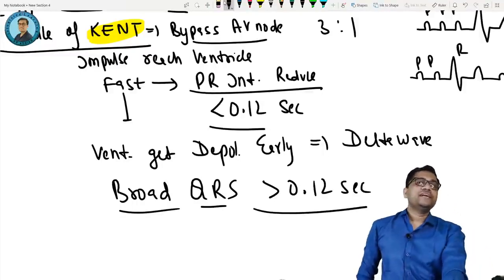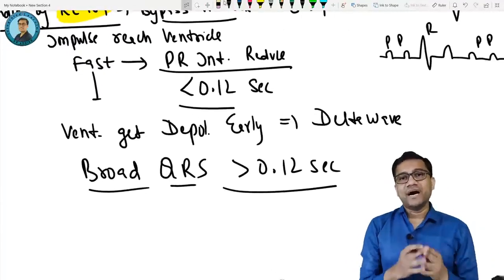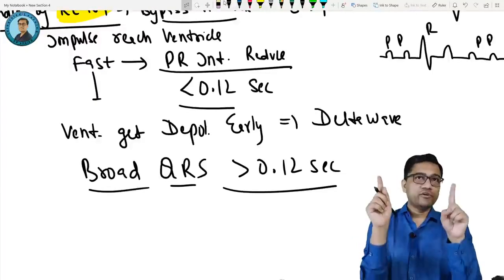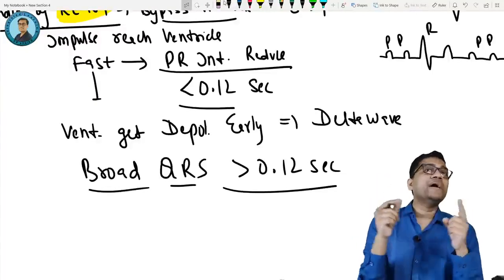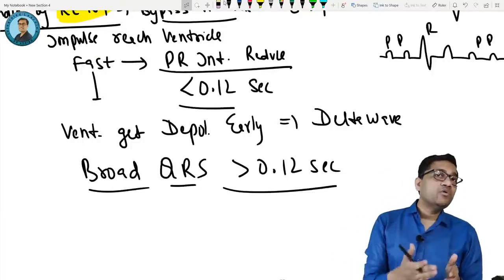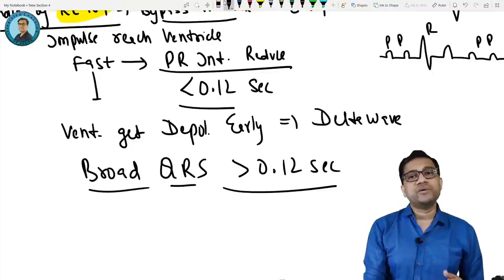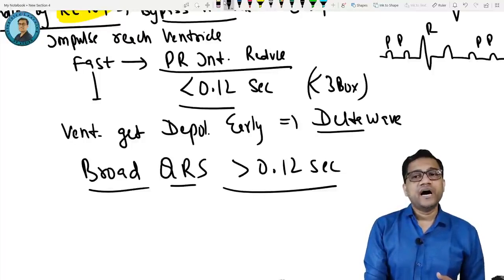So, what are the three criteria of WPW? One is the ventricles are depolarized fast. So, therefore, PR shrinks. In AV block, PR increases. Once again, AV block, PR increases. WPW, PR will decrease, and it becomes less than 0.2. There are three boxes, less than three boxes. And there is an early delta wave.